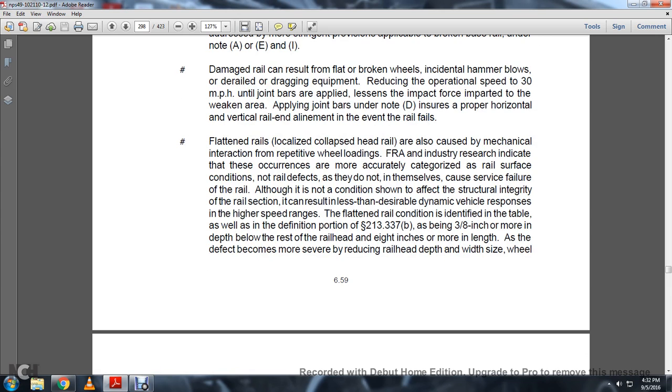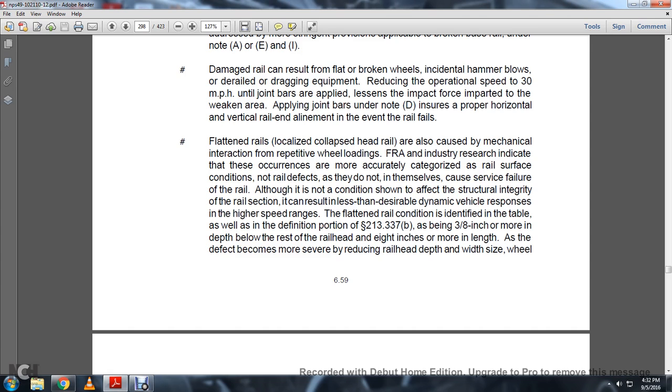FRA industrial research indicates that these occurrences are more accurately categorized as rail surface conditions, not rail defects, as they do not in themselves cause failure of the rail. Although this is not a condition that affects the structural integrity of the rail section, it can result in less than desirable dynamic vehicle responses.